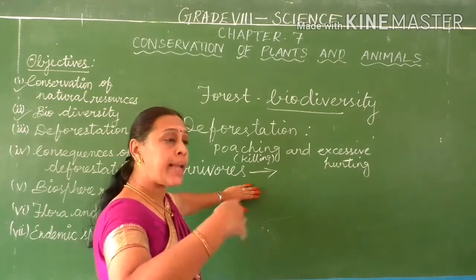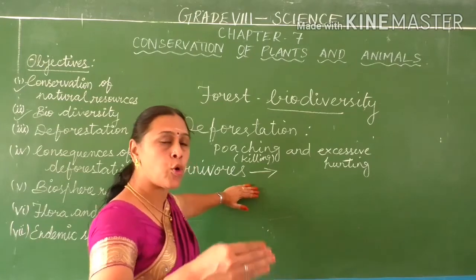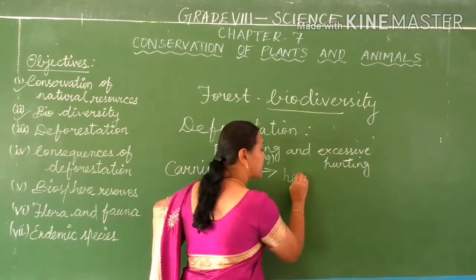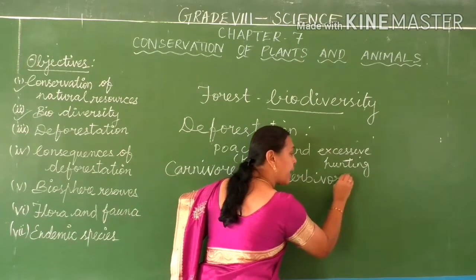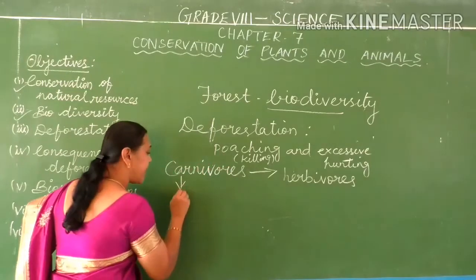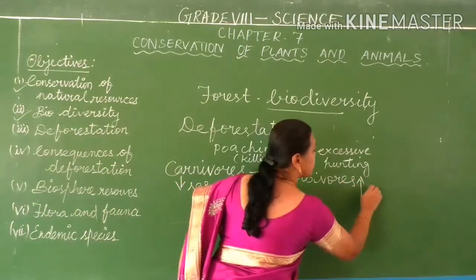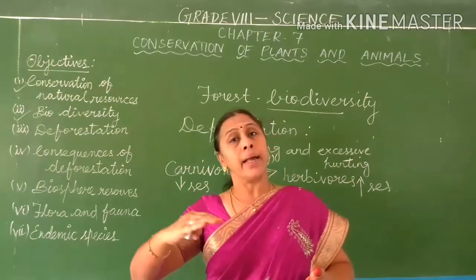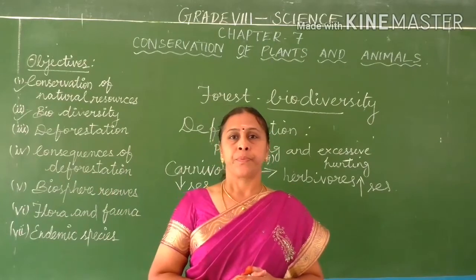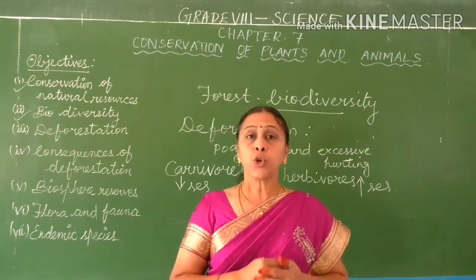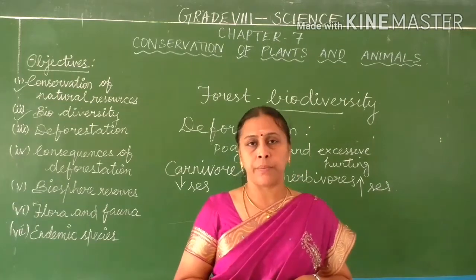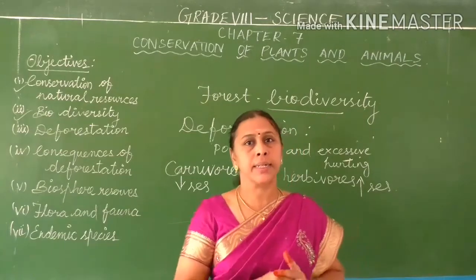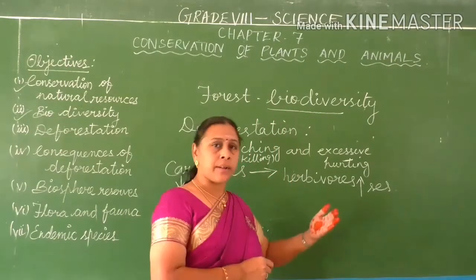Naturally, at the next level, the herbivores, on which the carnivores depend, increase in their number. The carnivores decrease and the herbivores increase in number. As the carnivores' number decreases, the herbivores increase. The ratio differs. There should be a balance in the ecosystem. This balance gets damaged. Here the food chain is affected.